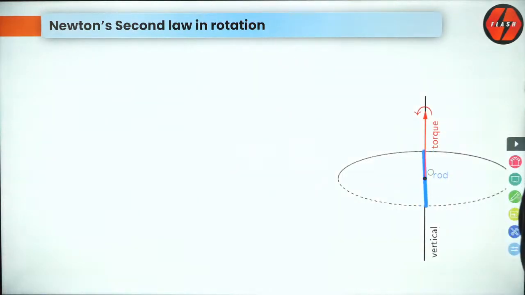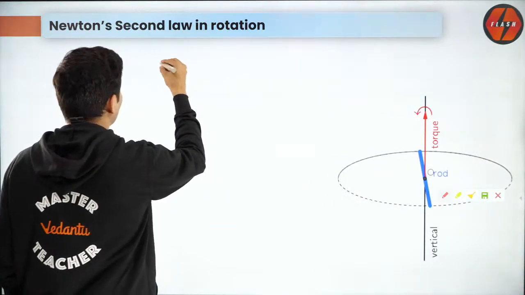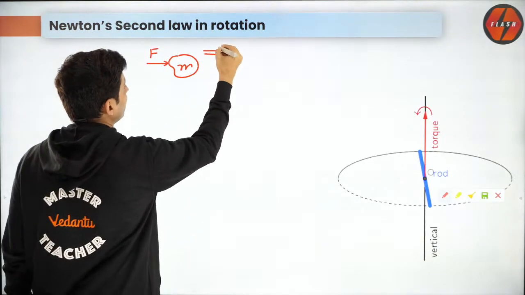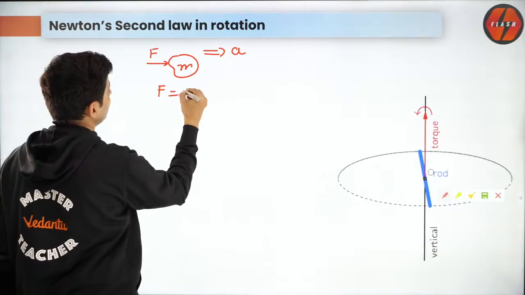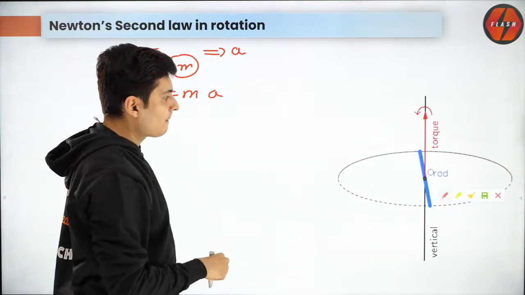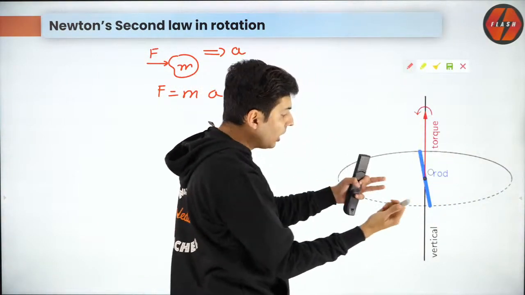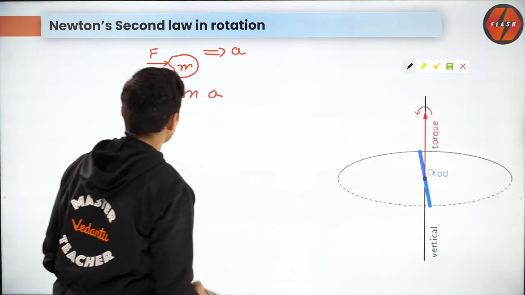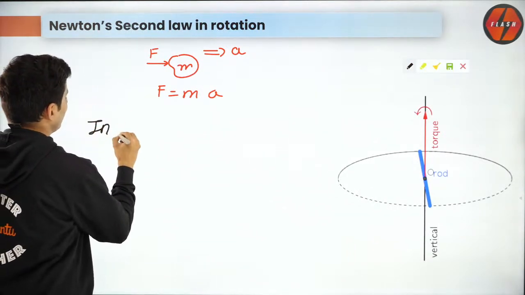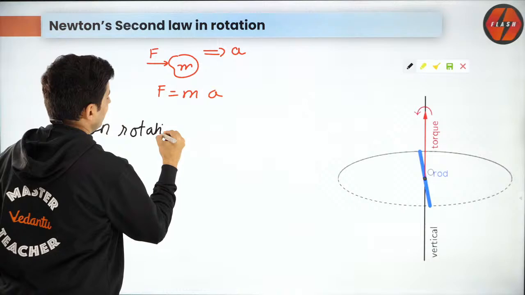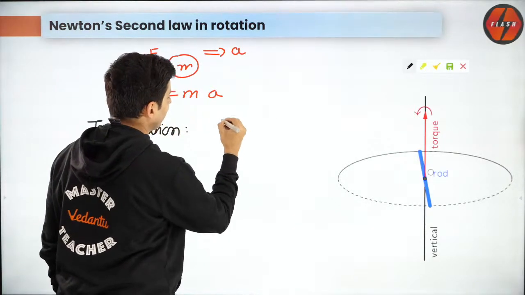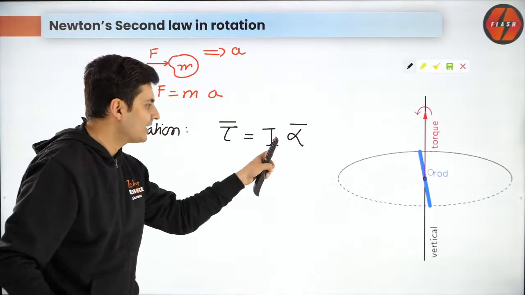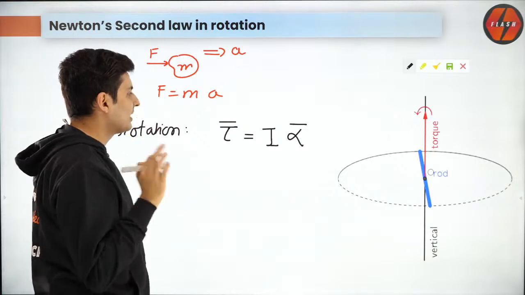Now, like I told you, when there is a mass and there is a force, it produces acceleration. So force is mass into acceleration. But when you have some body and there is a torque acting on it, it will produce angular acceleration. So in rotation, the torque acting on a body produces angular acceleration, but instead of mass you will have moment of inertia. Please keep that in mind.